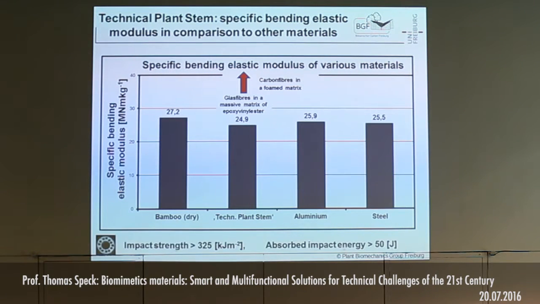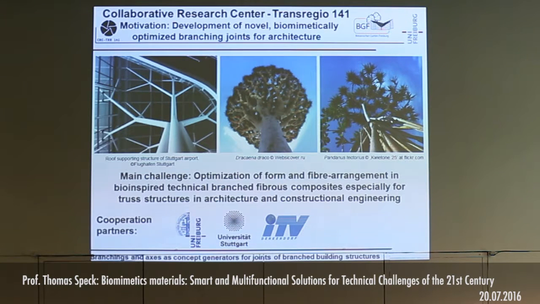In addition to that, these structures have a very good energy absorption behavior. The impact strength is over 325 kilojoule per square meter, and the absorbed energy is higher than 50 joule if you braid one of these stems, which is finger thick and has a stem wall thickness of about 2 to 3 millimeters. So this was, so to say, the first attempt, and now we go to the really interesting stuff, to the branched fiber reinforced structures.